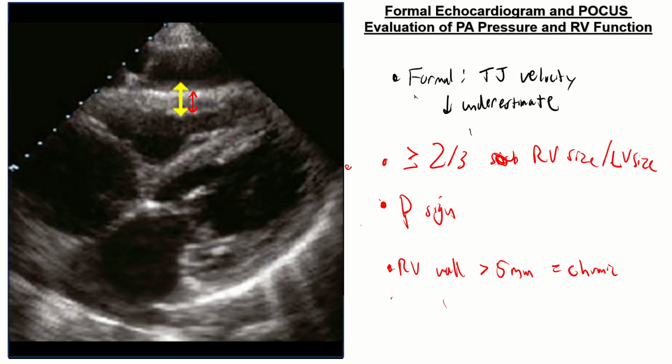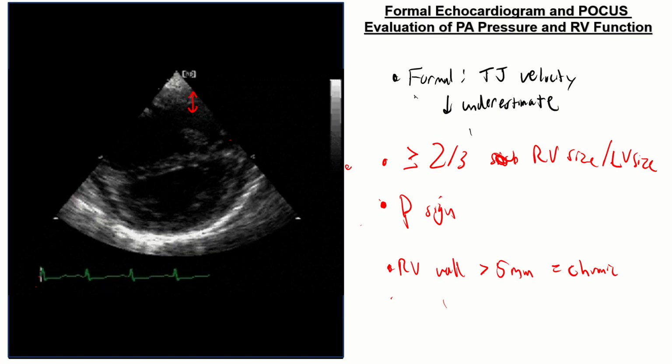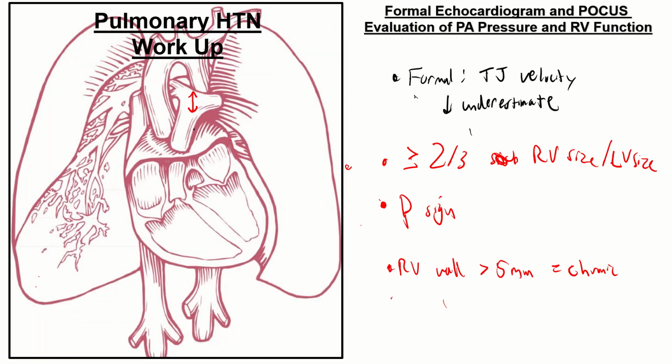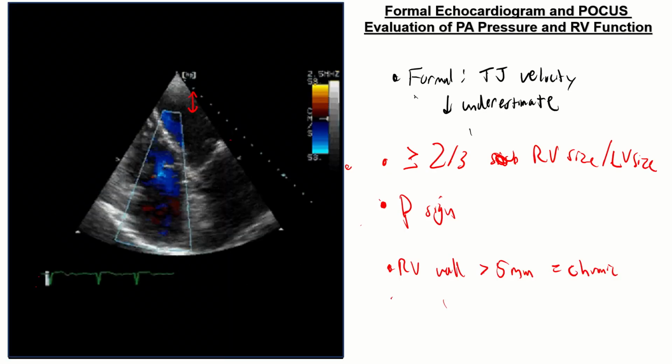All right. That kind of went into formal echocardiogram and focused assessment of PA pressure and RV function, and remember your echocardiogram, that's what this question was on, is really going to be a screening test to diagnose pulmonary hypertension.